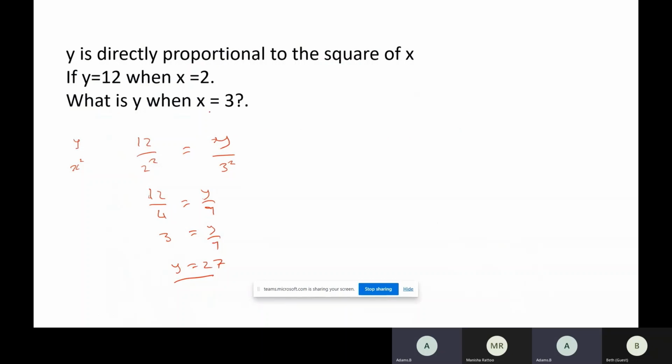Sometimes it doesn't say what is y when x is. Sometimes it says write an equation in y and x instead of that, which is even easier. 12/2 squared is equal to y/x squared. So we get that value. 3 is equal to y/x squared. So y is equal to 3x squared. So it works just as easily with all cases.